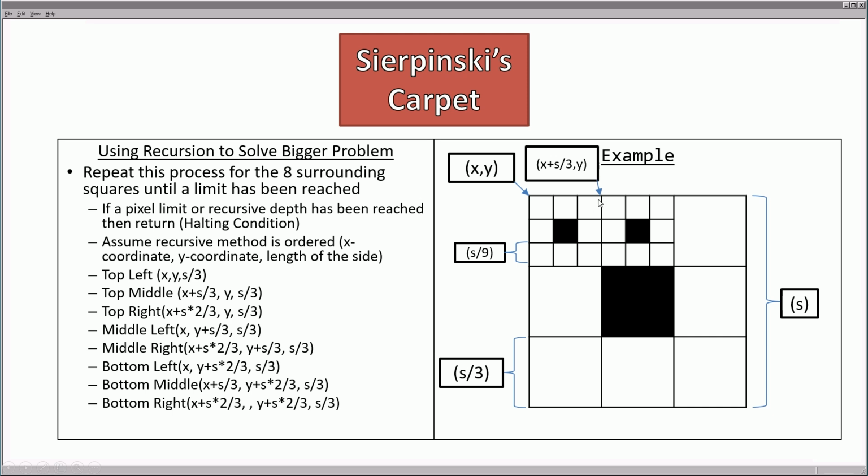Now given that, we once again take 1/3 of this side, which is now 1/9, but now we take 1/9 starting from this x position, move it over, and given the same y position, we move it down, and then giving 1/9 by 1/9, we could draw the center square.